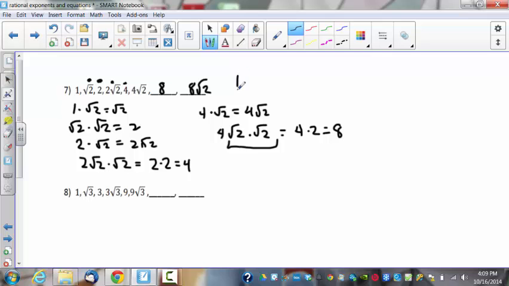So how do we describe the pattern? We're multiplying by the square root of 2 each time. And again, this is a geometric sequence.